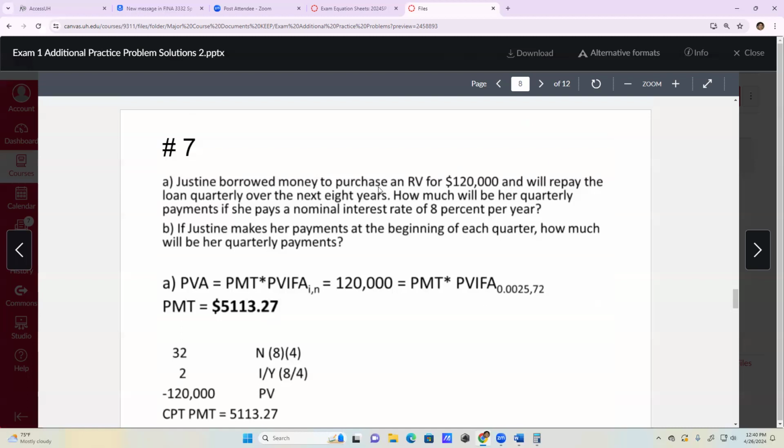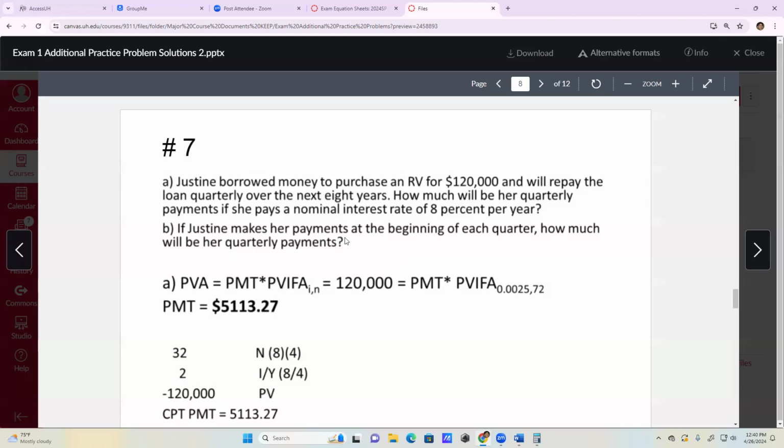So whenever you see this type of problem, it could be confusing, but try to think where it is possible to put the values on the white buttons. The purchase price is the present value. If it says quarterly, then I might have to multiply something by 4 and divide something by 4. What does it ask to find? How much will her quarterly payment be, right? So that is the PMT. So watch out for that.